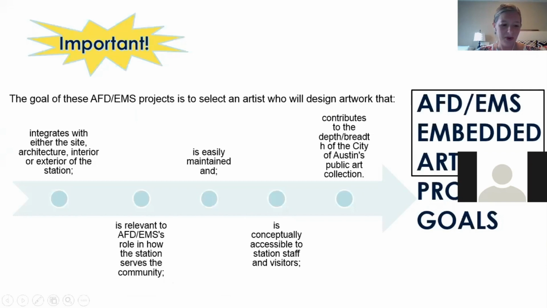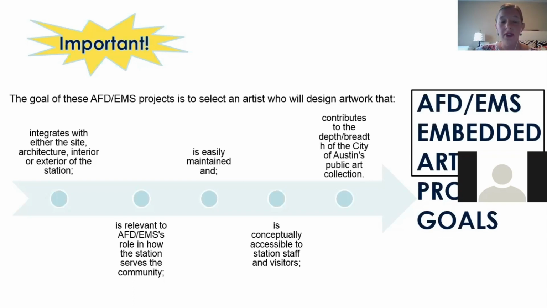With every AIPP project, staff works with the community to gain insight on the project goals that reflect the project and help guide the selected artists with the intent of the final artwork. In this case, we worked with both AFD and EMS department heads and staff to craft these goals. There are 5 project goals, as you can see here, and by achieving the project goals established by the community, the artwork has the best chance of benefiting the community that it intended to serve.